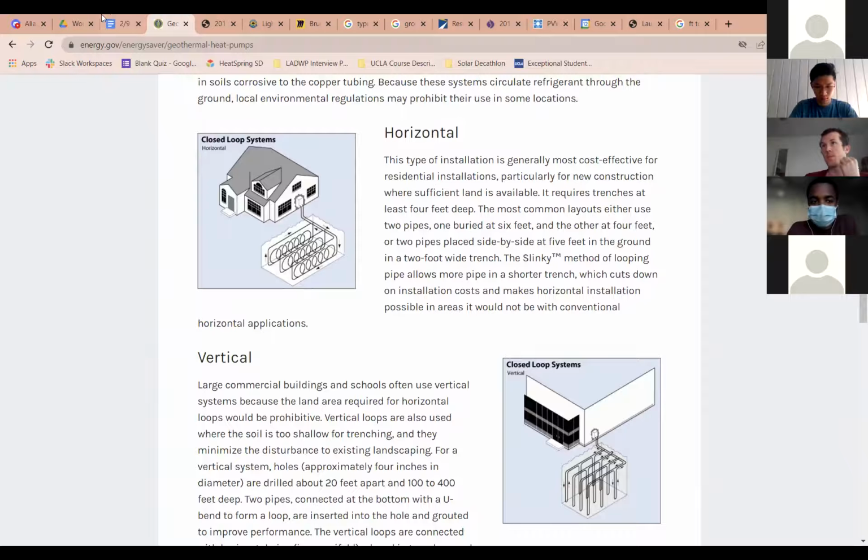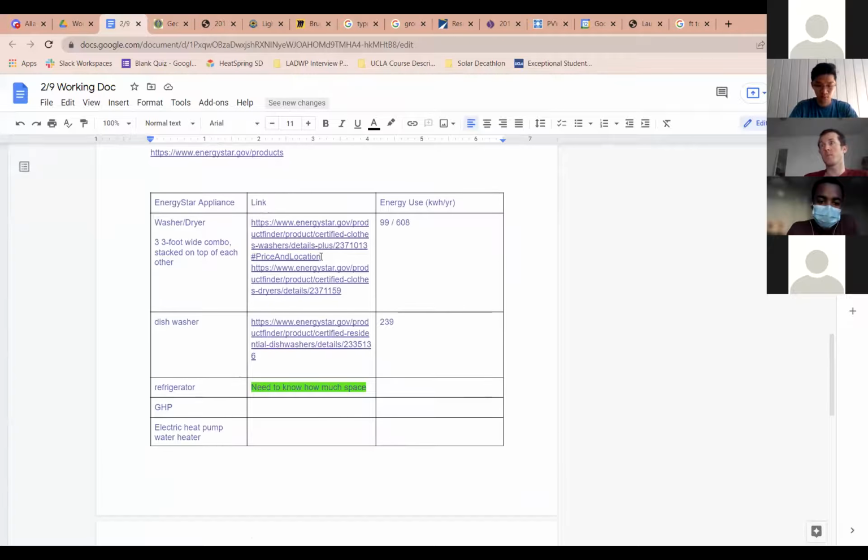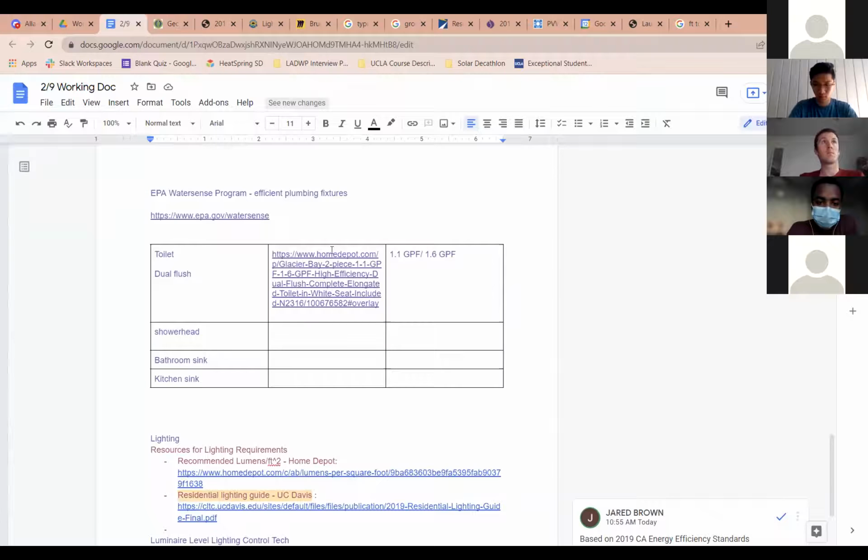Jared, would you mind going back to the working doc real quick? I've got just a couple more things on my end. So the EPA WaterSense program is basically the Energy Star equivalent for appliances that have water running through them. That's going to be our toilets, shower heads, bathroom sinks, and kitchen sinks. For those, it really just comes down to low flow fixtures. This is also going to be good in getting the idea of how much water we're going to require, based on the fixture count that I'll also pull from the plans.